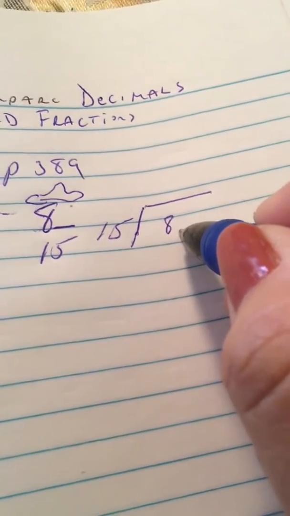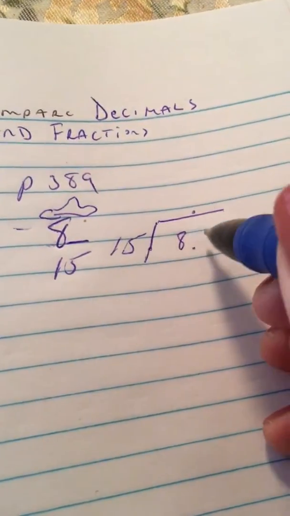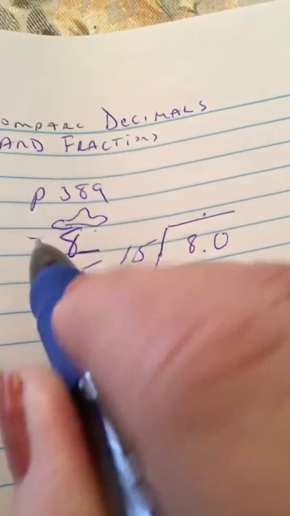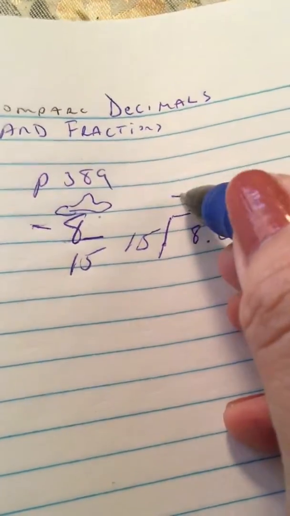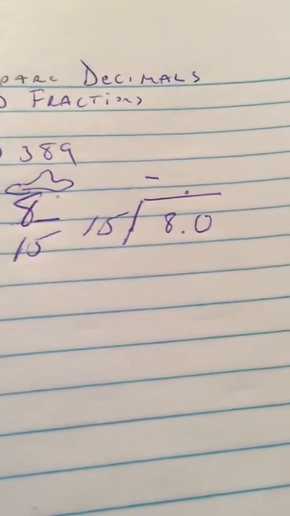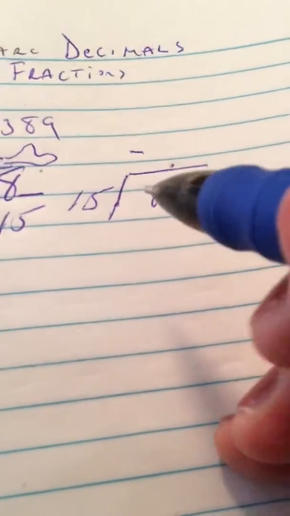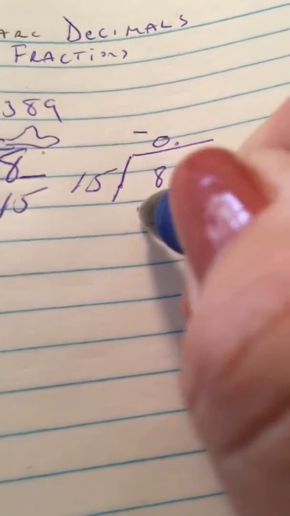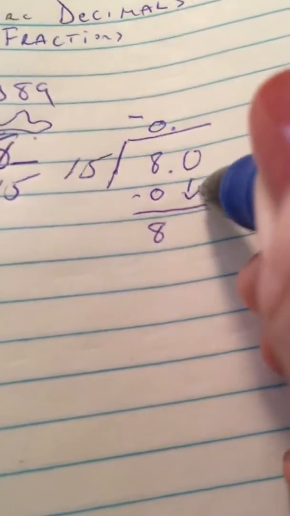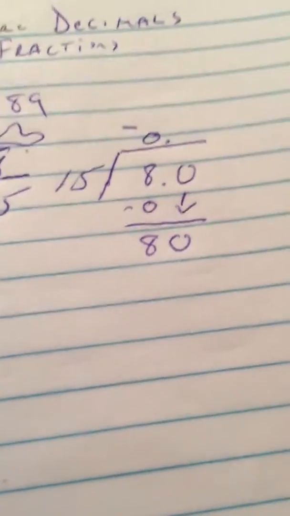Here's the 15. I'm going to plant a decimal. I'm going to bring it up, and I'm going to annex a 0. It's a negative. Some of you guys forgot to put the negative as part of your answer, so I marked that wrong the other day. And I'm at, how many times will 15 go into 8? That's 0. And I'll subtract, and I'll bring down the 80.